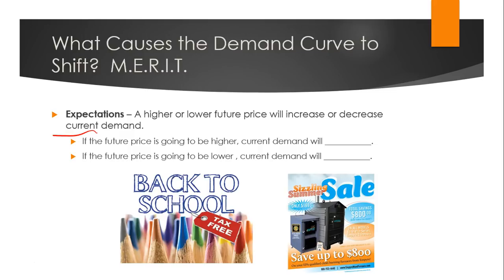So like the first scenario says, if the future price is going to be higher, current demand will what? Well, if I know the price is going to be higher down the road, a month from now, I want to buy it now. So my current demand will increase. If the future price is going to be lower, now my current demand will decrease because I'm going to wait and buy that product when the price is lower. I don't want to buy the product now.